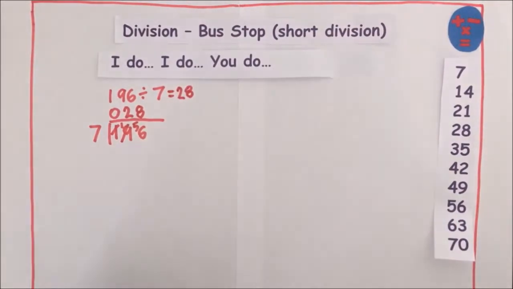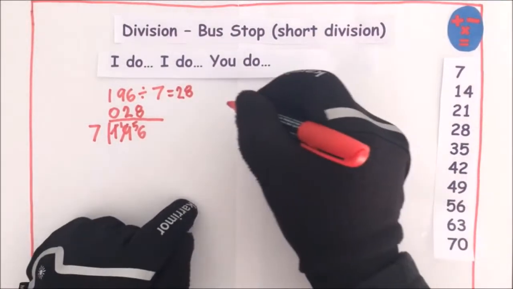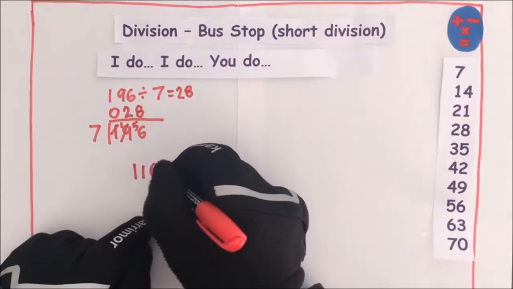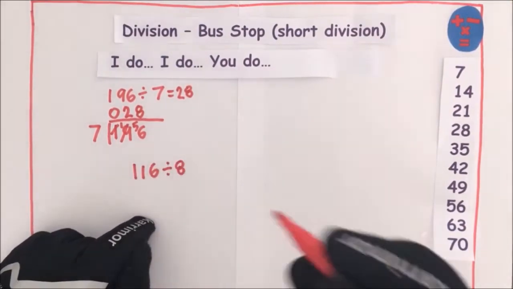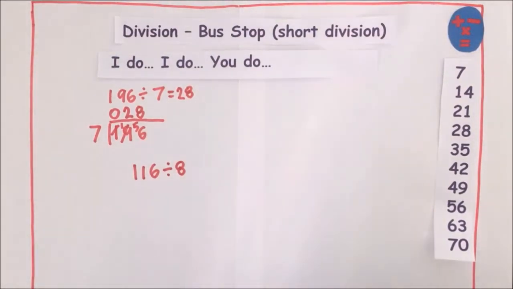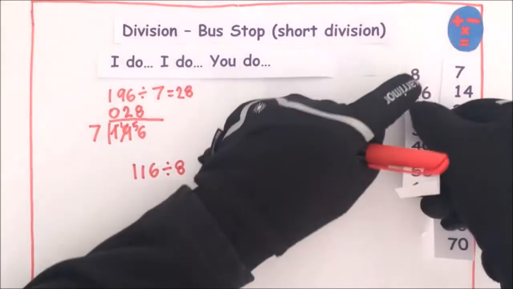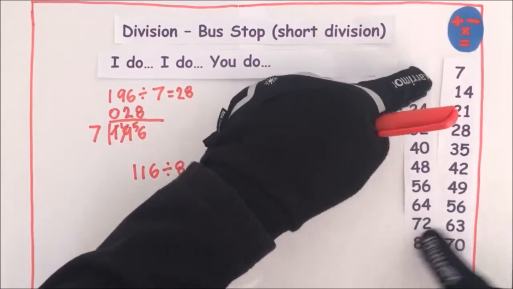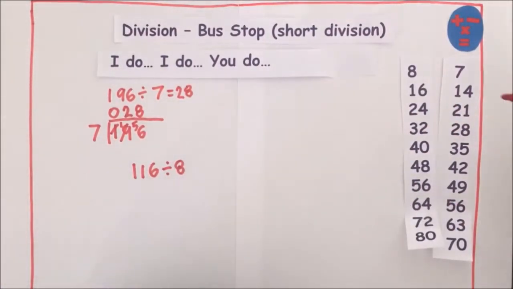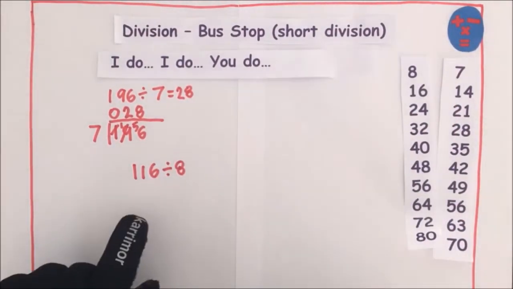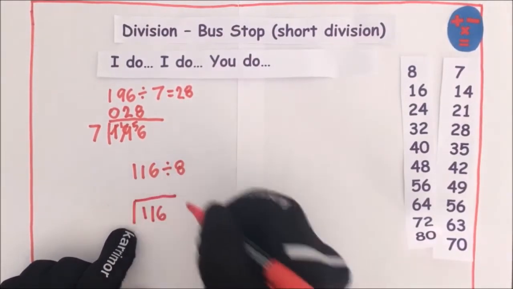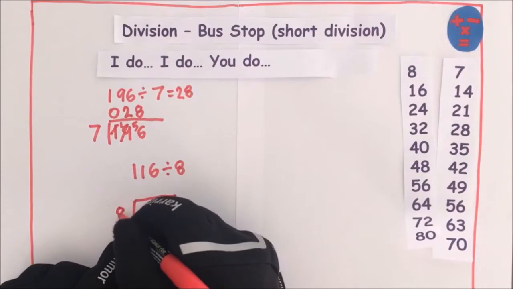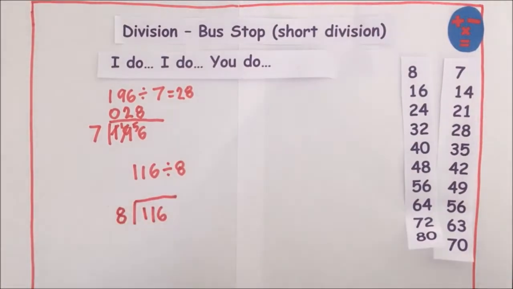Okay, let's do another quick example. Let's do 116, and let's divide that by 8. See where we get to. I'm dividing by 8 this time, guys, so straight away, in my head or on a piece of paper, I'm thinking about my 8 times tables. Okay, here they are. That's me thinking about them. 116 divided by 8. 116 is going inside the bus shelter, and the thing that I'm dividing by, which is 8, is going outside.